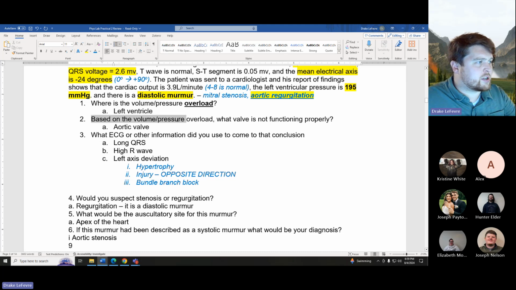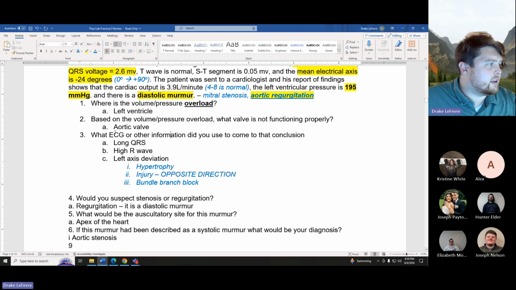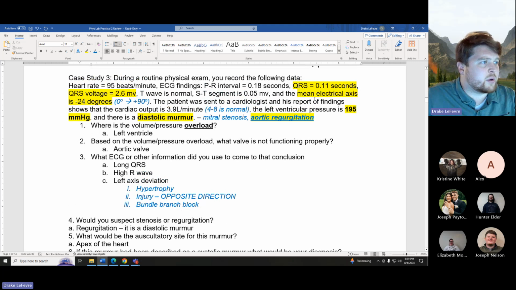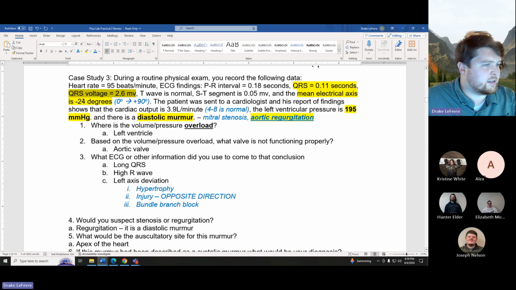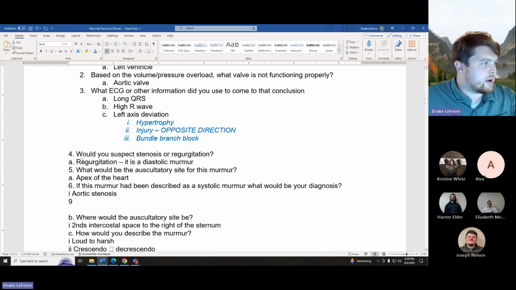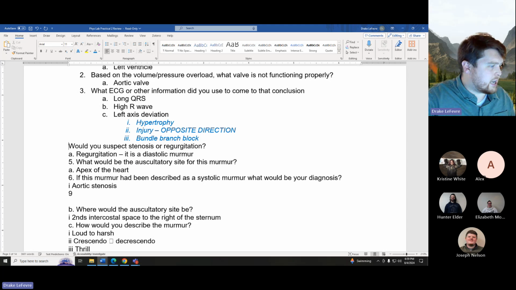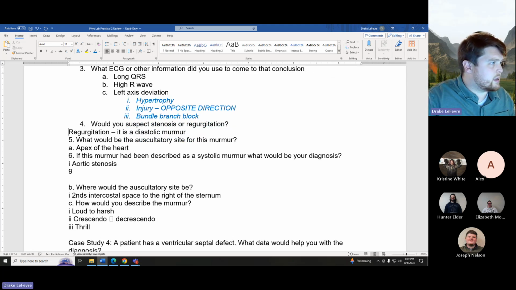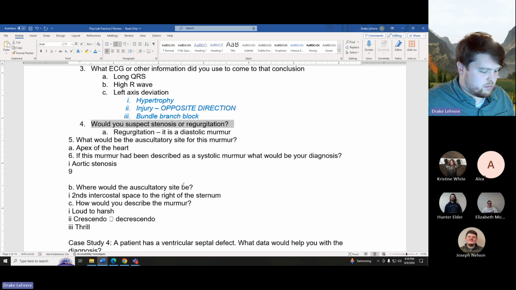Okay, based on that volume pressure overload, which valve is not functioning properly? Aortic valve. What ECG or other information do we use to come to that conclusion? We have a long QRS, we have a high R wave. The mean electrical axis is deviated to negative 24 degrees. And then would you suspect stenosis or regurgitation? We already gave this answer. We said regurgitation because it is a diastolic murmur.